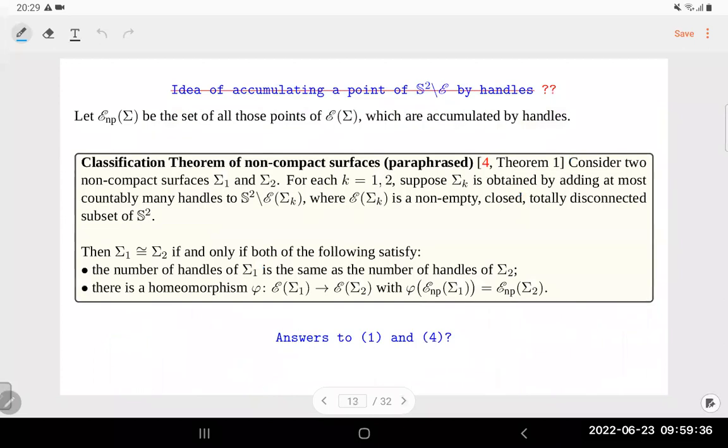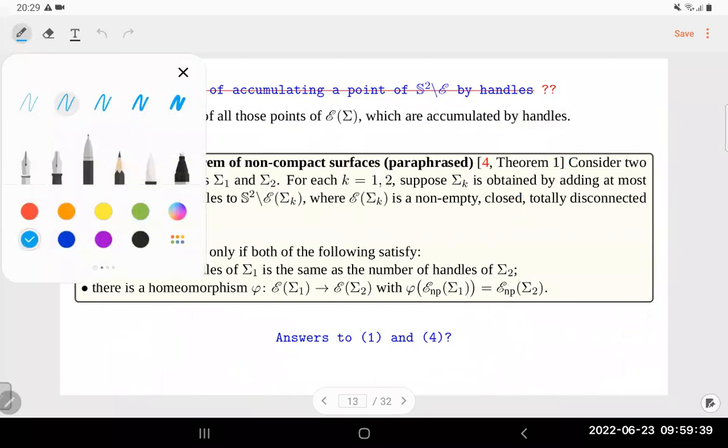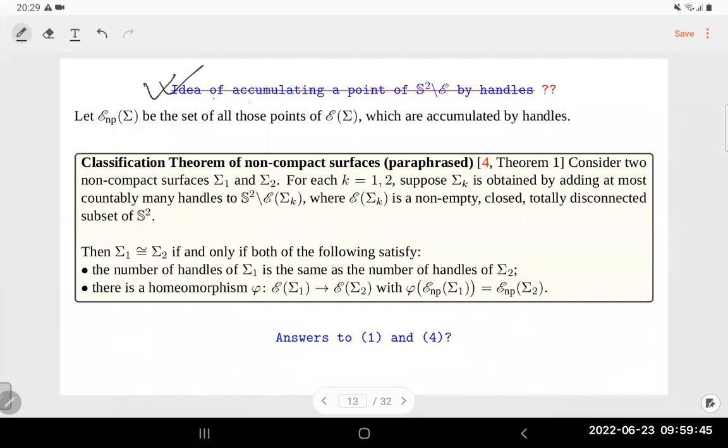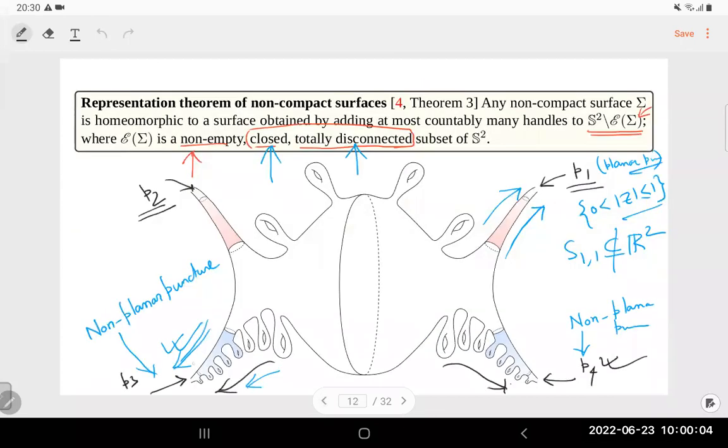And here is our classification theory. I have already discussed this question, the idea of accumulating an ordinary point by handles. So let us define this notation, epsilon NP. NP stands for non-planar, all those points which are accumulated by handles. So like this one: this is a puncture accumulated by handles. This is another puncture accumulated by handles. So this surface has exactly 2 non-planar punctures and exactly 2 planar punctures.